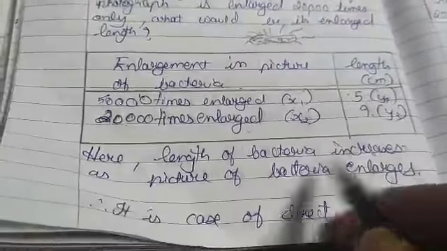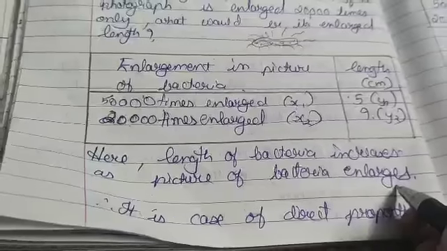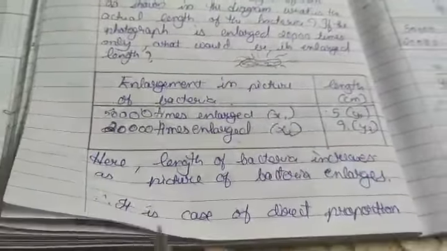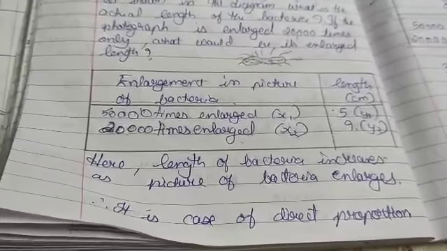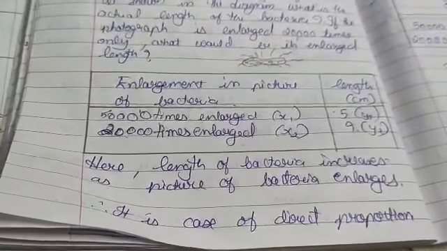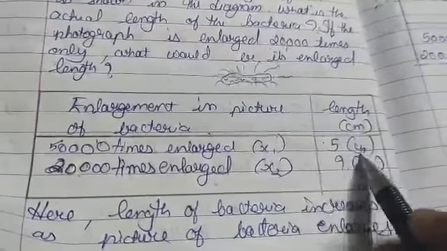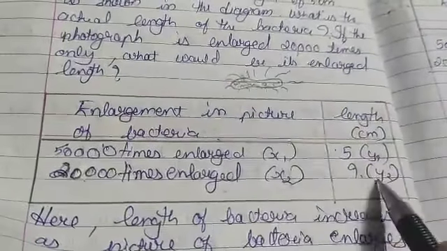The length of the bacteria increases as the picture of the bacteria is enlarged. So it is a case of direct proportion: when the picture is enlarged, the length of the bacteria also increases. So that is x1 upon y1 equals x2 upon y2.